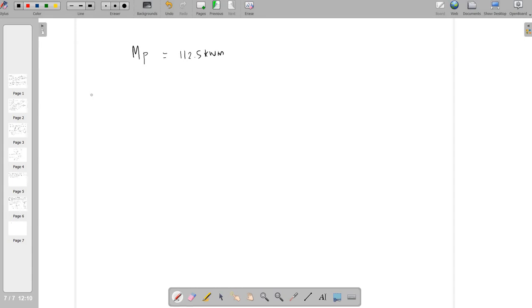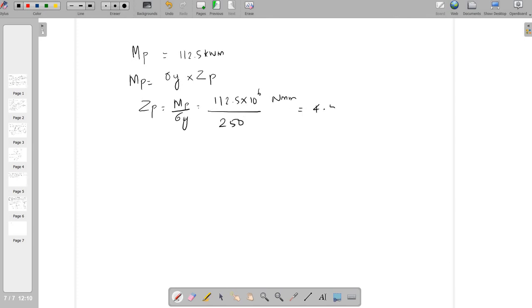So we have to select the I section. I am using the theorem of simple bending, that is MP equal to sigma y into ZP. So ZP is equal to MP by sigma y. MP we know is 112.5 into 10 power 6 Newton mm, divided by sigma y, which is given as 250. It will give the plastic sectional modulus 4.5 into 10 power 5 mm cube.